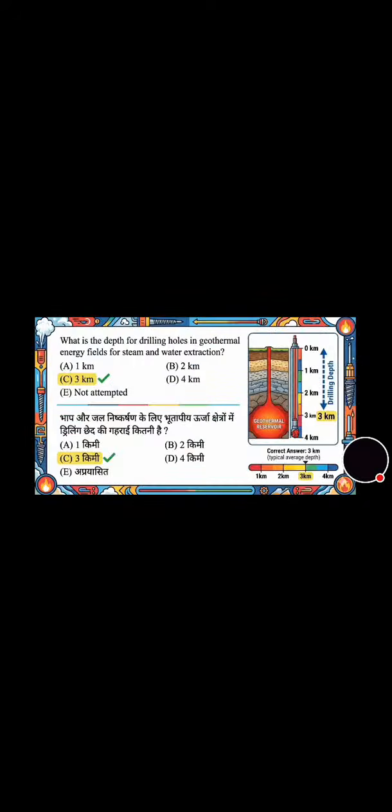Now next question. What is the primary factor that causes the scattering of electron wave in metals? And its correct answer is option D, that is lattice imperfection due to impurities and atomic oscillations. Now move towards the next question. What is the depth for drilling holes in geothermal energy fields for steam and water extraction? And its correct answer is option C, that is 3 kilometers.